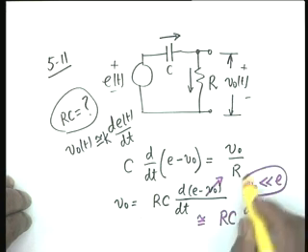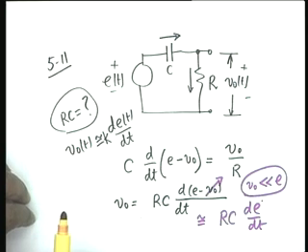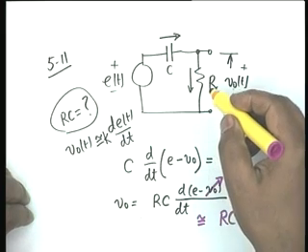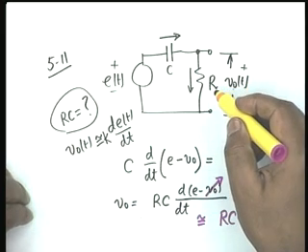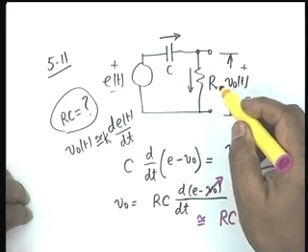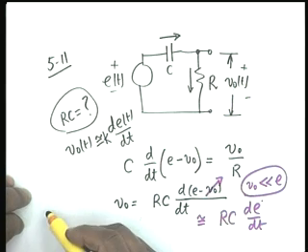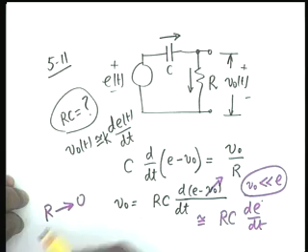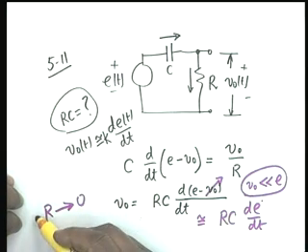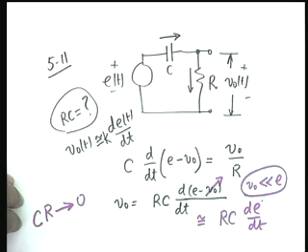The condition therefore is that the output voltage should be much smaller compared to the input voltage, and that can be ensured by making the resistance R as small as possible. Therefore, this approximation would be valid when R tends to 0, or the product CR tends to 0. That is the condition.